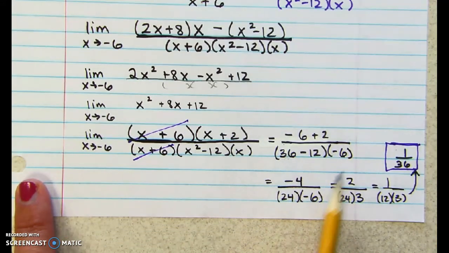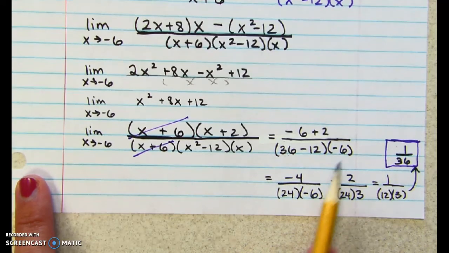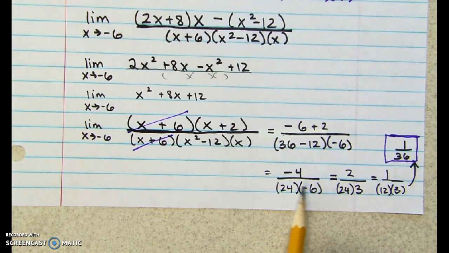You could plug that all in the calculator and find the final answer. I didn't have a calculator next to me, so I just simplified -4 over -6 is 2/3, and then I see 2 over 24 is 1 over 12. And then I asked a friend, is 12 times 3 36? And they said yes. So final answer, 1 over 36. Yay!